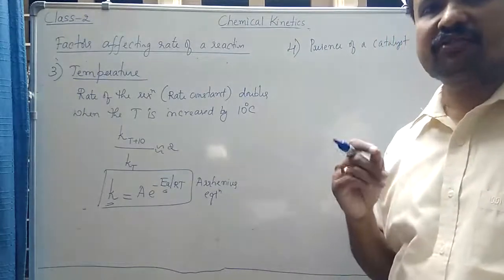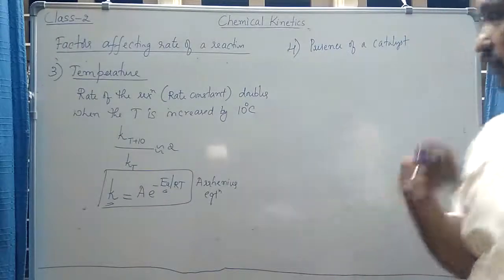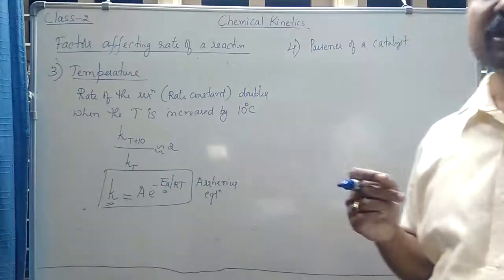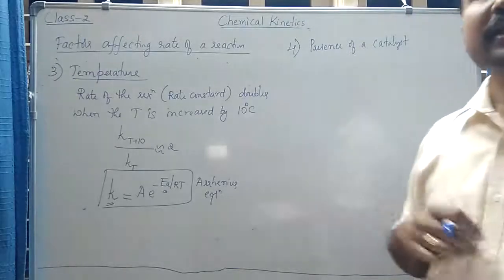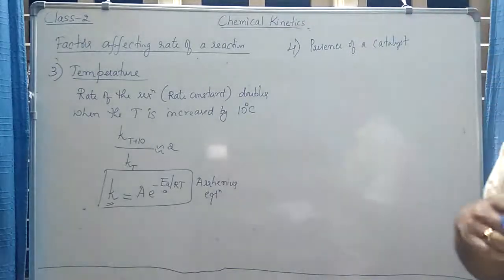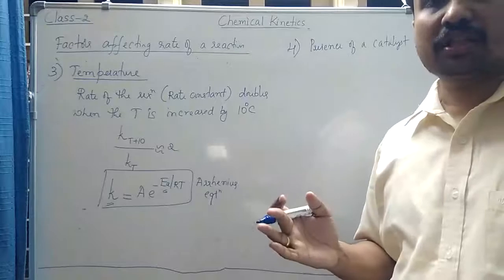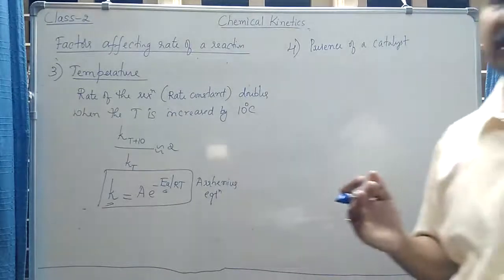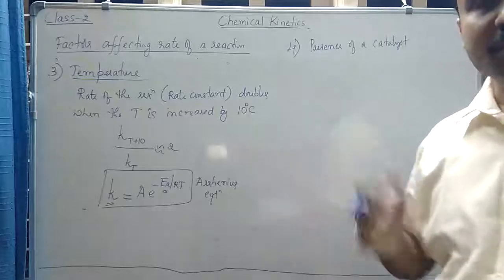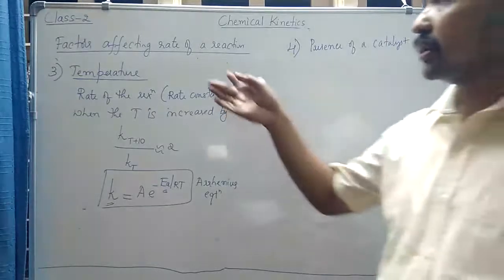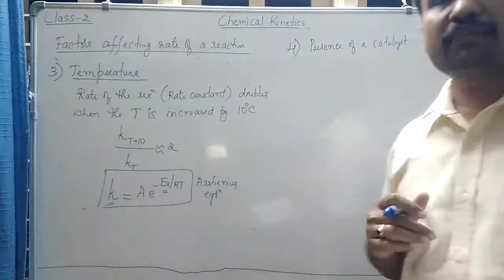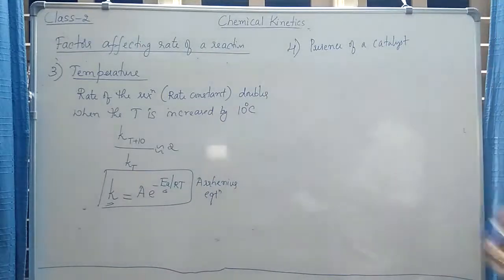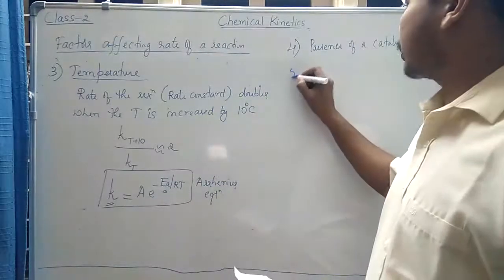A reaction which is very slow may be made to proceed with greater speed or greater velocity by using a pinch of catalyst. Or if the reaction is uncontrollably fast, you can reduce the rate either by lowering the concentration of the reactant or by decreasing the temperature at which the reaction is carried out, or you may use a negative catalyst which decreases the rate of the reaction.